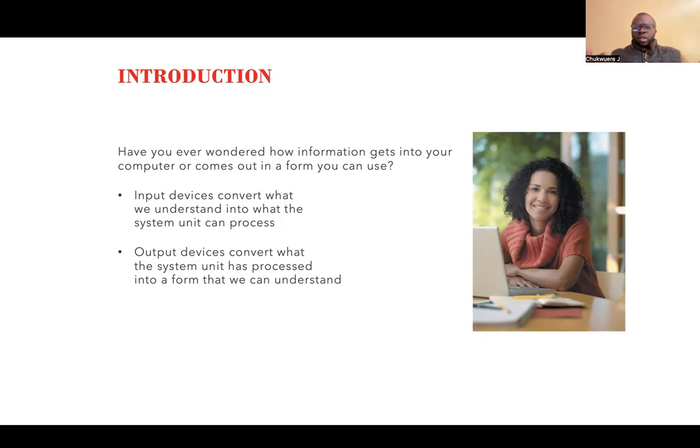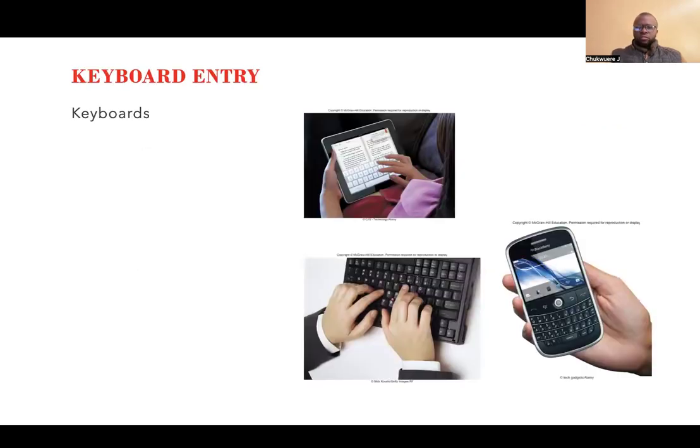And that is very possible. Right now, when you send a text, the person you're sending it to is not there. You send that text, the system processes it, and brings out the output on the other side so that the person you are sending that message to can understand. That is output, and that is through output devices.